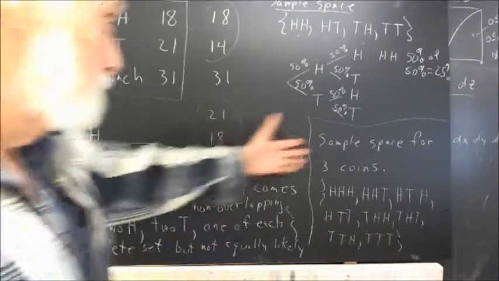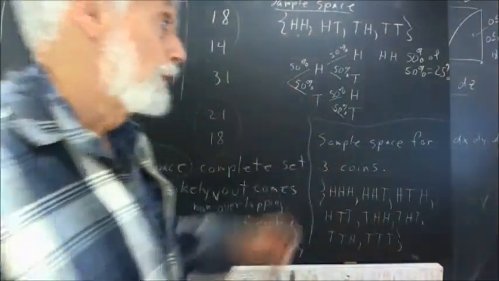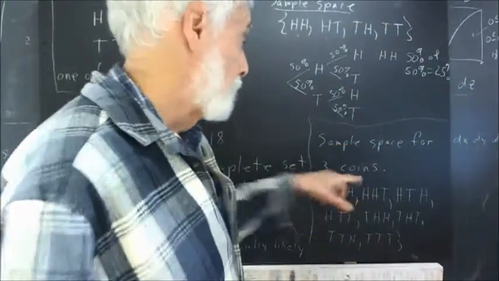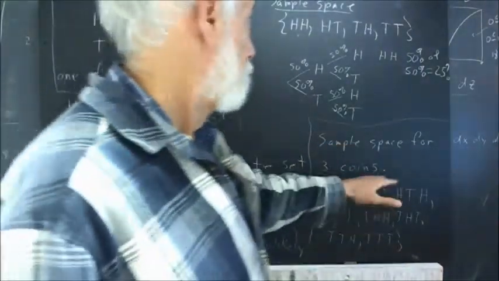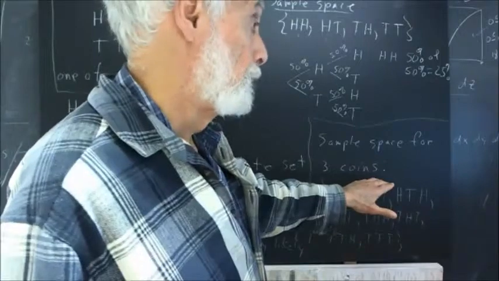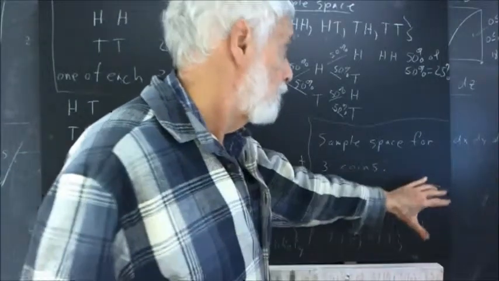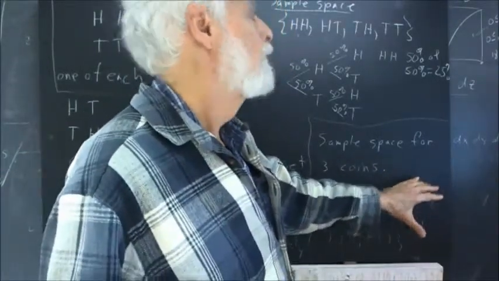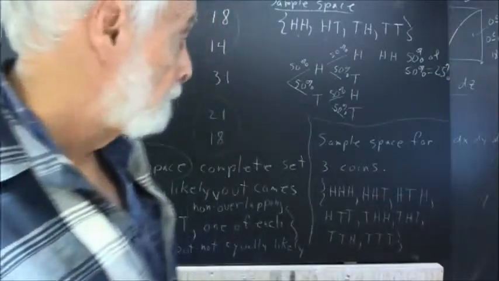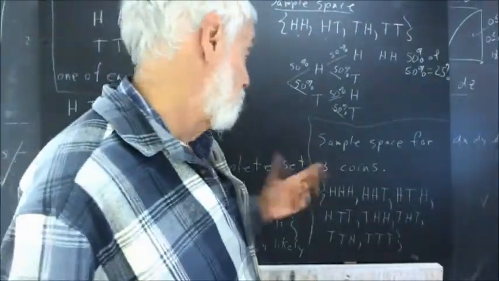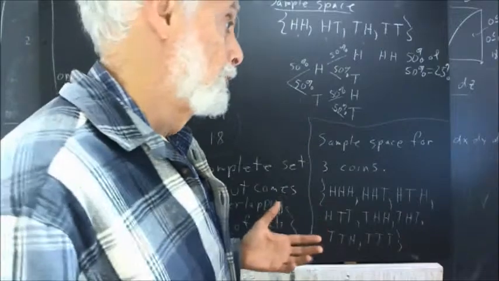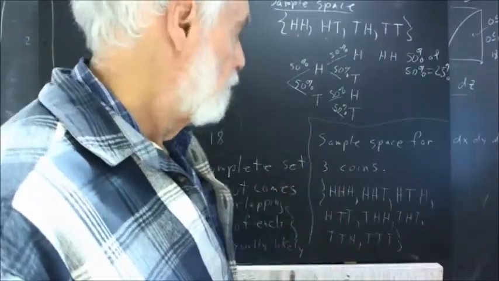I then ask the class to list a sample space for 3 coins. Okay, if you're flipping 3 coins instead of 2. And if you haven't done that, you should do that before you look at the result. But we got a pretty good set of lists. Most students had a pretty good looking set of lists.